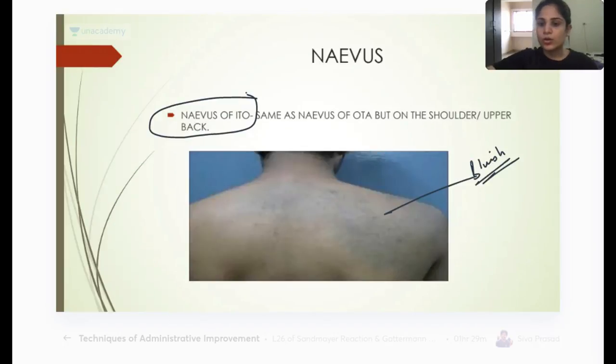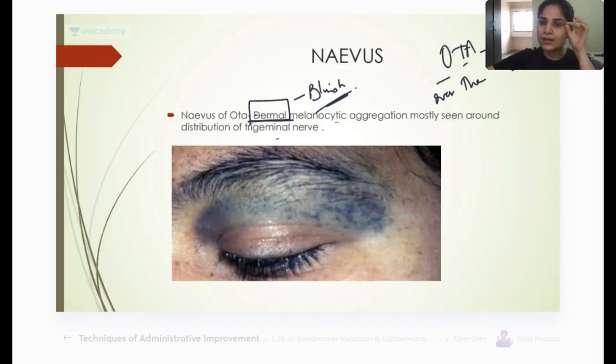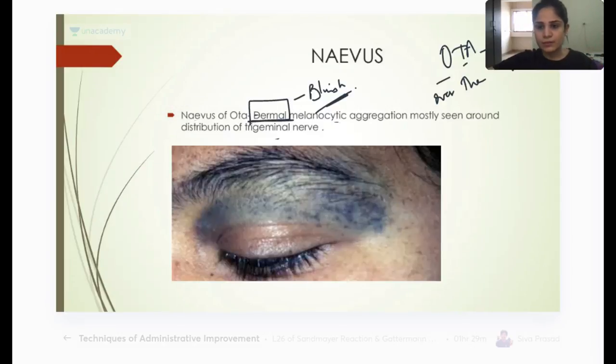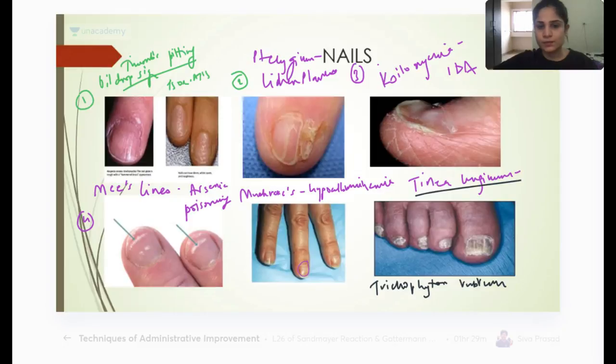Okay, Ito and Ota are present in different areas, but the problem is the same. There is aggregation of melanocytes in the dermis. Ito is present in the back, Ota is present on the eye. And Becker's nevus is aggregation of melanocytes in the epidermis. Clear?